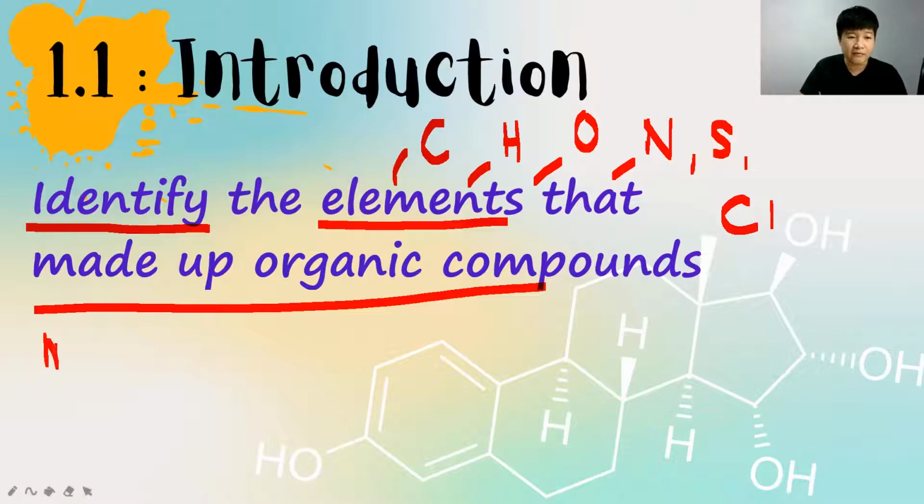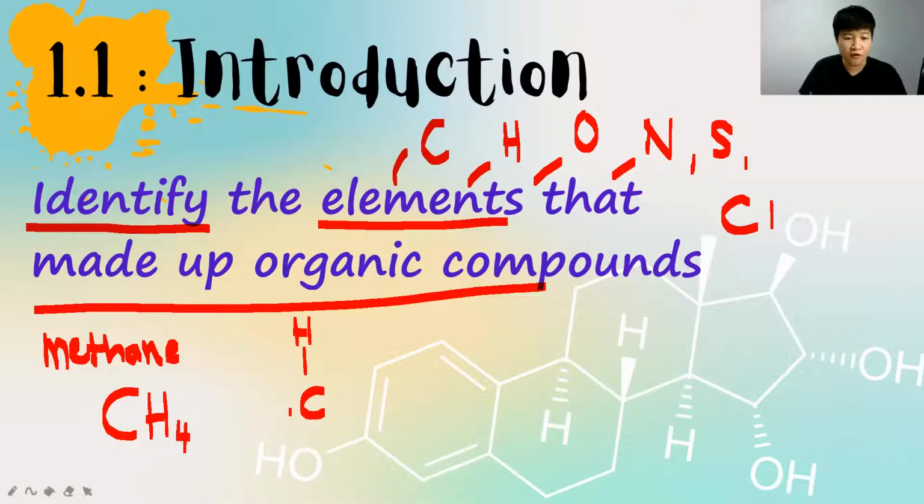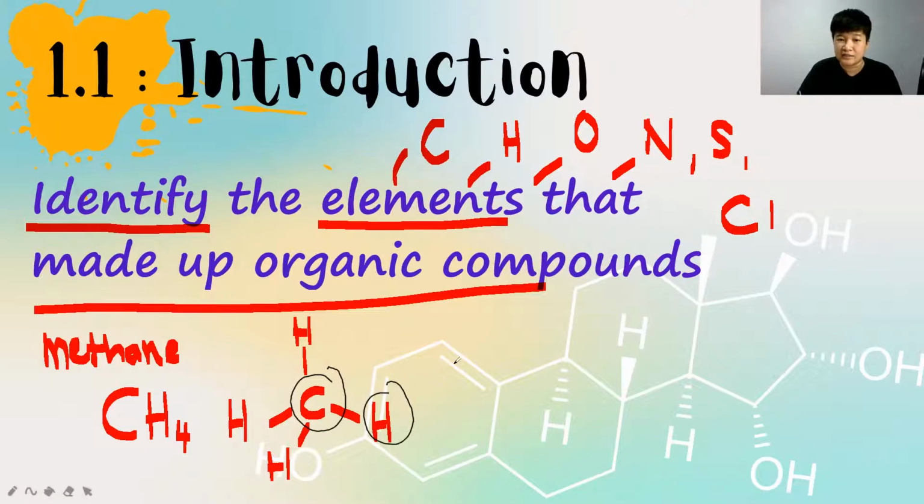For example, if I'm having methane, a very simple organic compound, CH4. So methane looks something like this, a CH4 in the form of tetrahedral. If you remember in your molecular geometry, that is your tetrahedral. So in this methane, what elements made up methane? You can see over here, we have the presence of carbon and then we have the presence of hydrogen. So carbon and hydrogen are the elements that made up methane. Alright, simple. That is how we identify the elements in an organic compound.